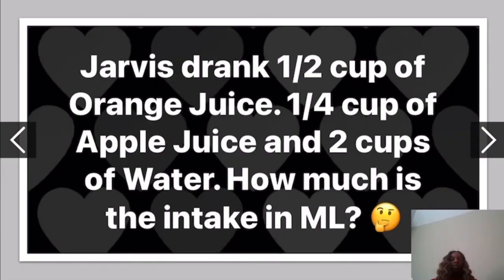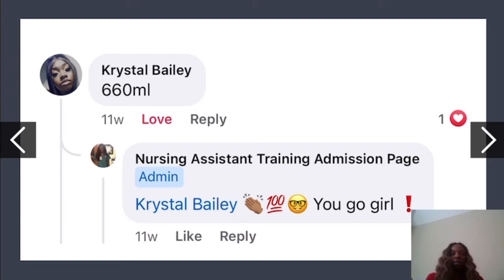Here's another question. Jarvis drank a half a cup of orange juice, 1/4 cup of apple juice, and 2 cups of water. How much is the intake in milliliters? You'll go through this same process and you will come up with a total of 660 milliliters for the intake.